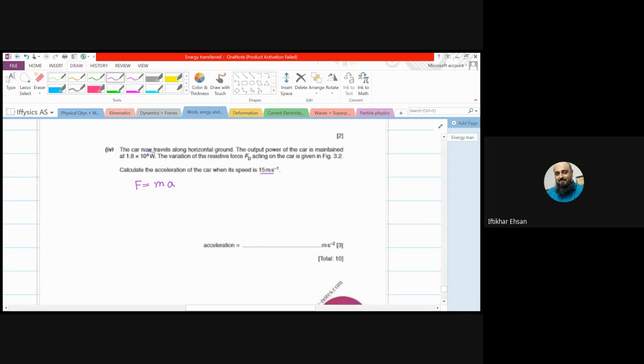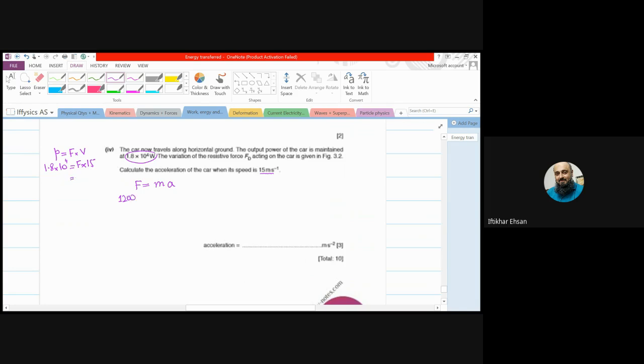So we are given power, it means it must have some relation. For power, we have P is equal to F into V. The power is 1.8 times 10 raised to power 4. And the forward force applied by the car, we have to find from here. Velocity is 15. So beta, it will make the answer to be 0.12 multiplied by 10,000. 1200, I guess. Can you please confirm? Yes, it's 1200. So 1200 it is.